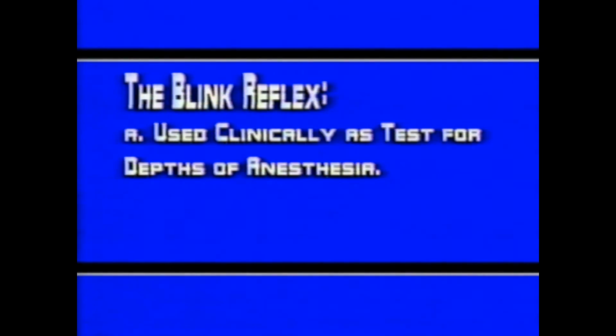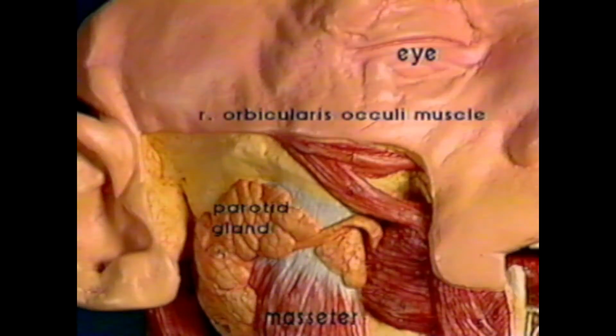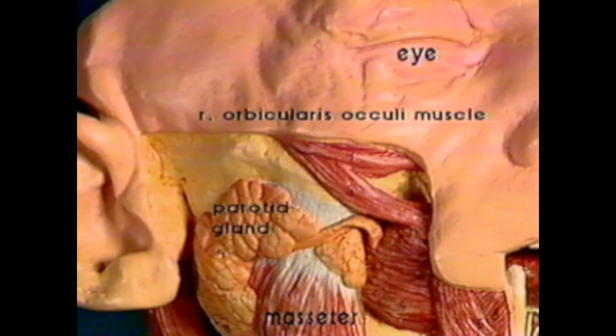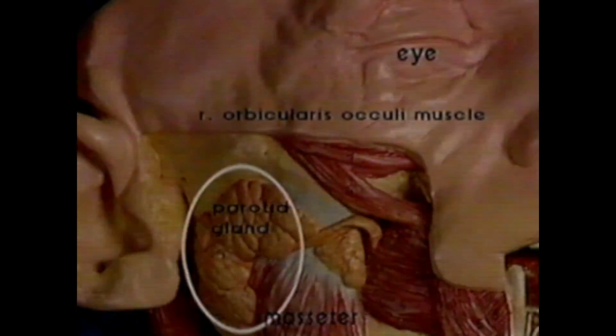This reflex is used clinically when testing for the different depths of anesthesia. It is also used as a diagnostic test for certain neurologic disorders, such as facial paralysis. An acute block of this reflex may occur by an inadvertent injection of local anesthetic into the body of the parotid gland.